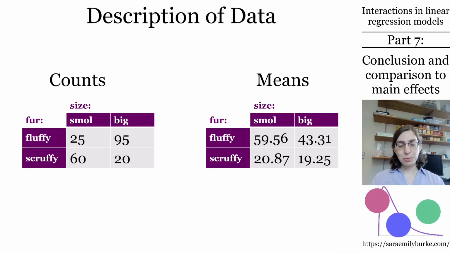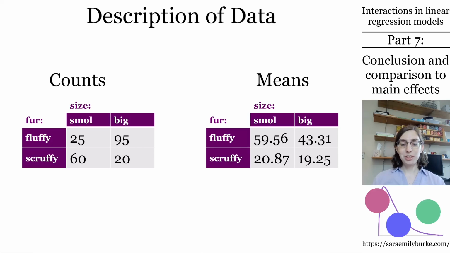In that demonstration from December of 2020, I used a hypothetical data set where the observations were doggos, and some of them were fluffy, and some of them were scruffy, and some of them were small, and some of them were big. And the main response variable of interest was how much they borked. And so I'm describing the data on the screen right now.